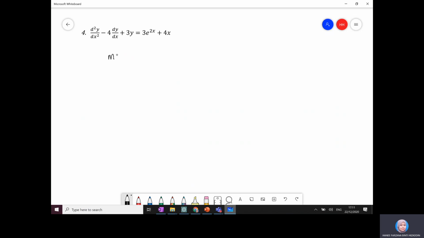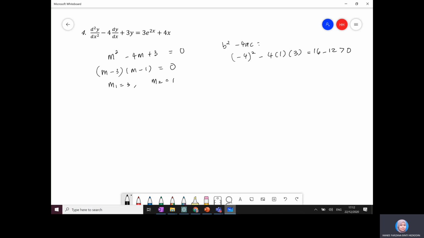So we write down the characteristic equation m squared minus 4m plus 3 equals 0. Then you may want to check the b squared minus 4ac value. Negative 4 squared minus 4 times 1 times 3, 16 minus 12, greater than 0. So you have two distinct real roots. So you can factorize this: (m minus 3)(m minus 1) equals 0. And then m1 equals 3 and m2 equals 1. So your yc is c1 e to the 3x plus c2 e to the x.